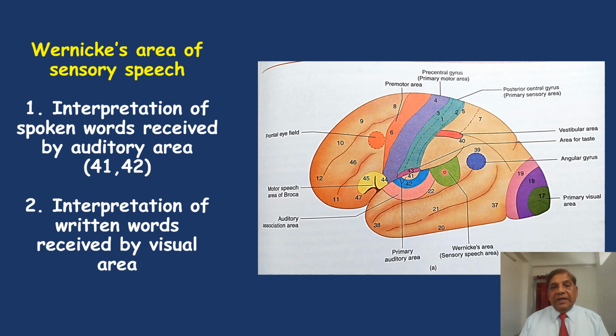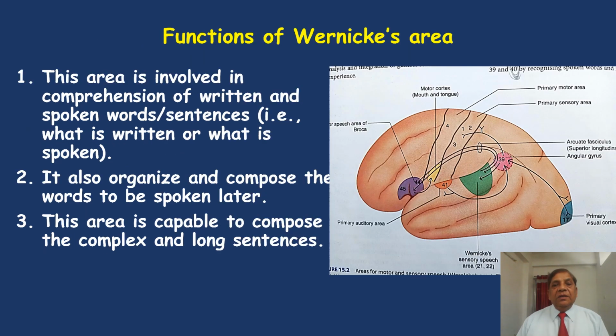So both visual and auditory input of a language ultimately reach the Wernicke sensory speech area. Now, if we see the exact function of the Wernicke area, this area is involved in comprehension of both written and spoken words, as I have already told you in the previous slide, not only words but also sentences.